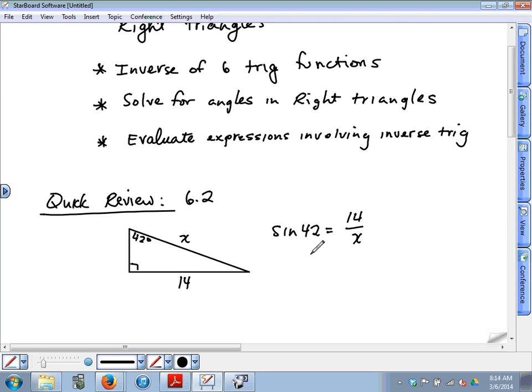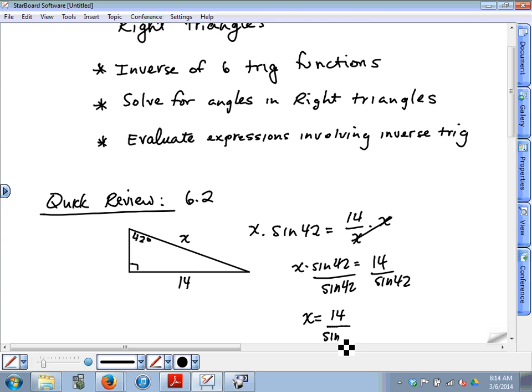If we're going to use the sine of 42, how do we solve it? I would multiply it by x on both sides. So now we have x times the sine of 42 equals 14. Now divide by the sine of 42. So x is equal to 14 divided by the sine of 42.